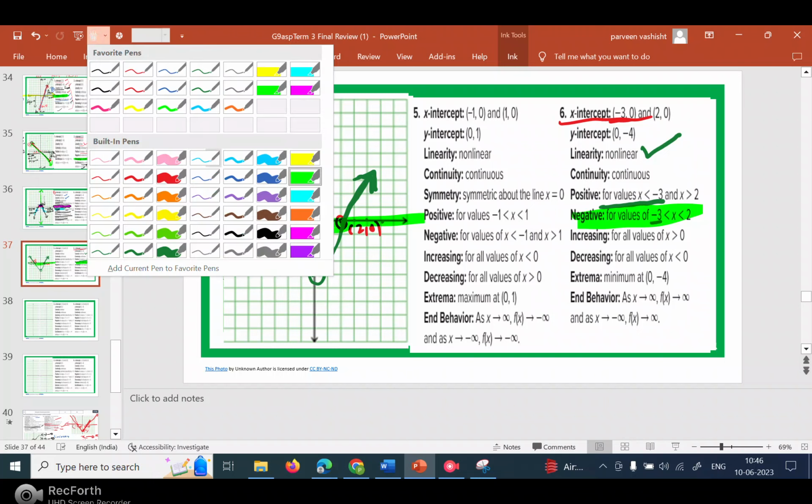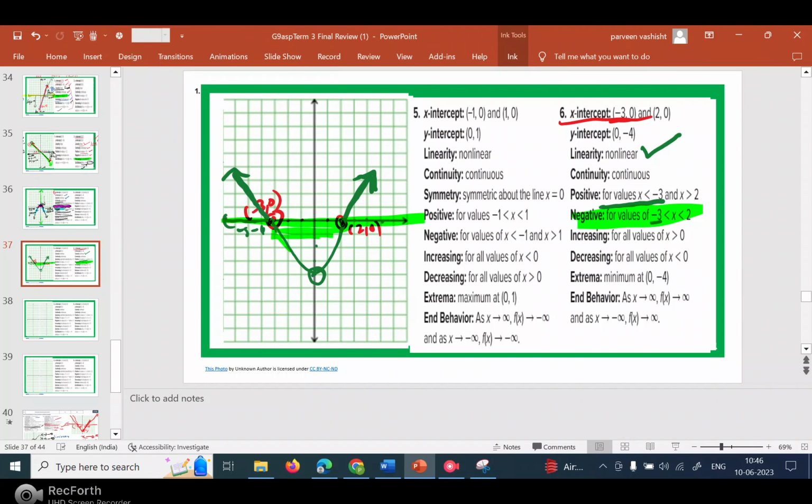Below the x-axis, where is your graph? It is between these two points. My graph is below the x-axis. And positive means my graph is above the x-axis, when my values are less than minus 3 or greater than 2. My graph is going up. Is it okay? Now increasing for all values greater than 0, because from here the graph is going up. Increasing means from x equals 0 it is going up.